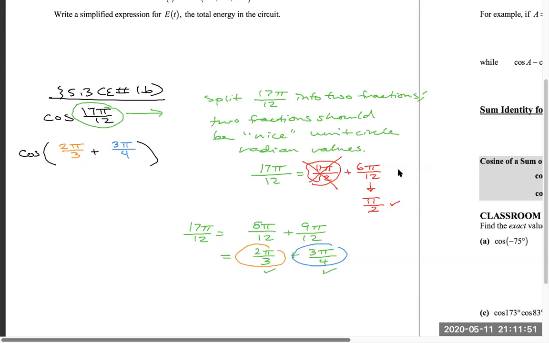Now, don't get too creative here and start canceling things out, like, oh, I know what cosine of 2 pi over 3 is, or cosine of... Remember, you want to use your identity first, okay? So if you need to take a picture, go ahead and do so. I'm going to clear out this portion so I have more room.